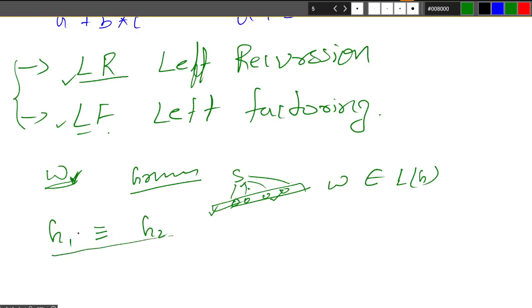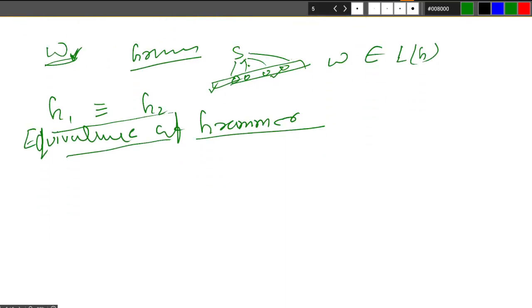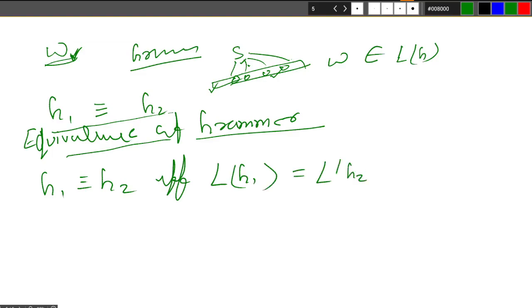Equivalence of grammar. Basically, two grammars G1 and G2 are equivalent if and only if the language of grammar G1 is equal to the language of grammar G2. So this is something that we should keep in mind.